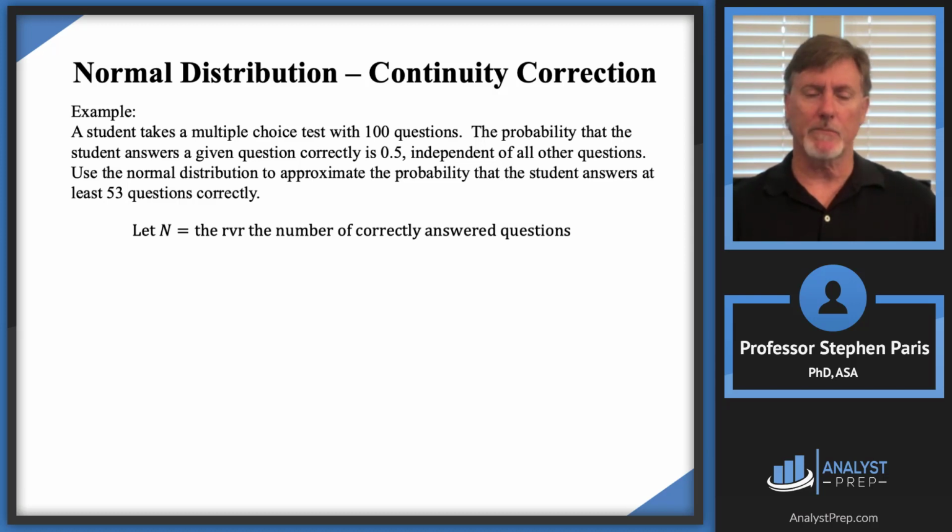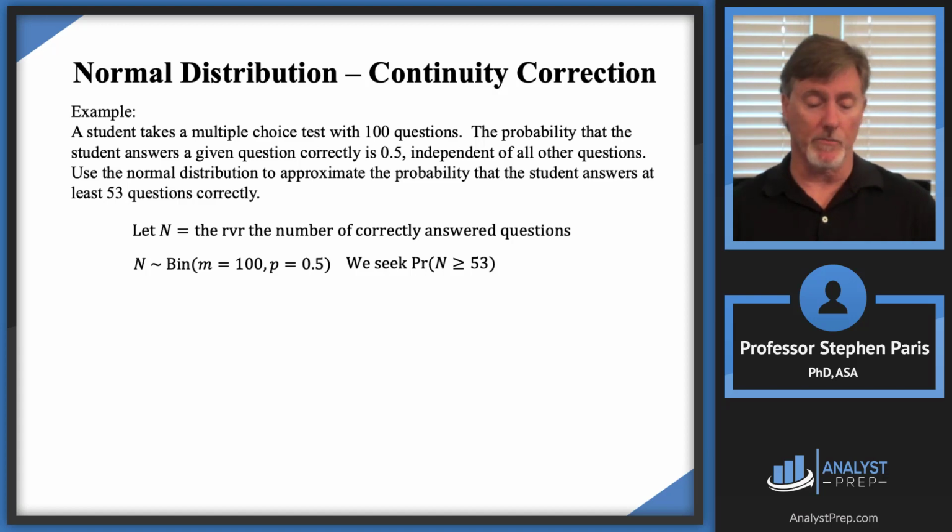Okay, so let capital N denote the random variable representing the number of questions answered correctly. Now capital N is counting. If we say that answering a question correctly is a success, then we're looking at how many successes. Capital N is counting the number of successes in 100 independent trials, so it's nothing more than the binomial distribution, with n being 100 and p, the probability of success, being 0.5. And we'd like to know the probability that capital N, the number of correctly answered questions, is greater than or equal to 53.